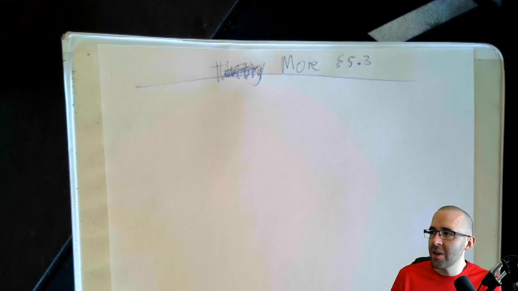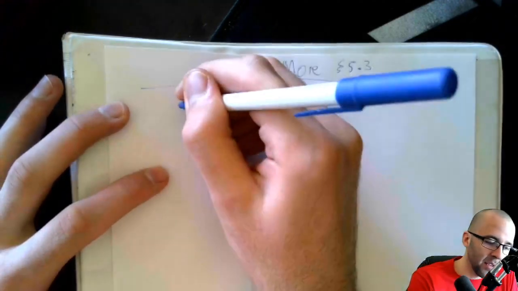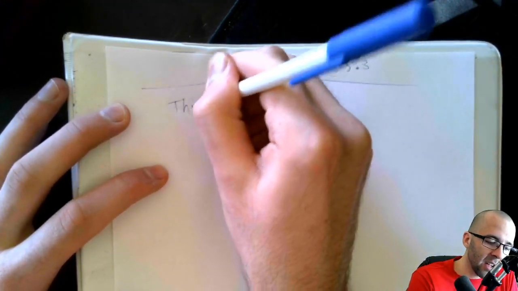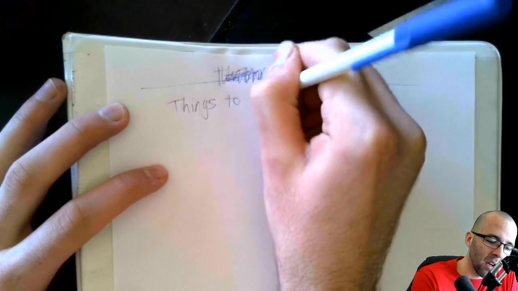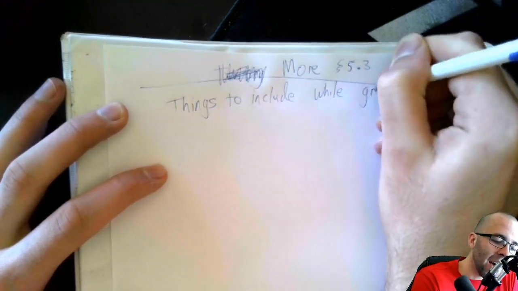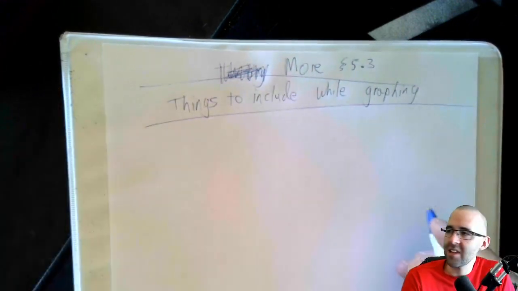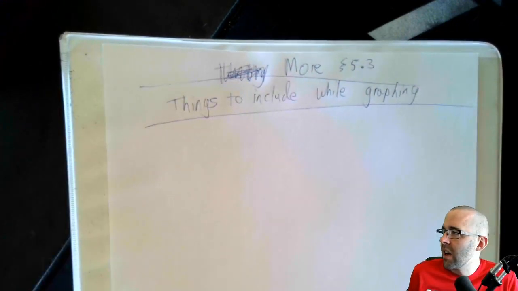So today we're really getting into the chunk of graphing. We did 5.2. We talked about a ton of stuff about polynomials. Now we're going to use that stuff in polynomials for some exciting results. Okay, so things to include while graphing. I am not going to make you graph these things super precisely.